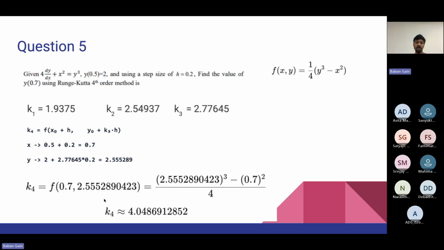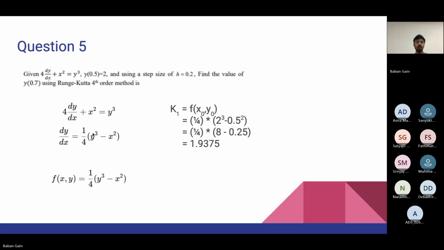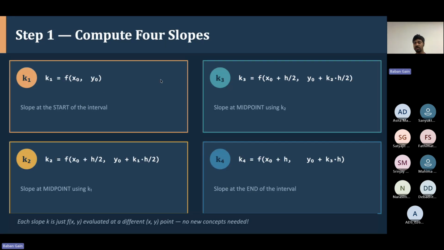Next part, you have k1, k2, k3. Finally, note that in the first step there is no h. In the second step, there is h divided by 2. In the third step, there is h divided by 2. And in the fourth step, there is h. Another thing is that every step is using the k value of the previous one. So k1 is using nothing, k2 is using the k value of k1, k3 is using the value of k2, and k4 is using the value of k3. So by that you can remember.